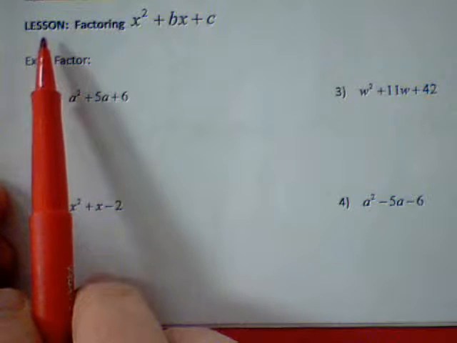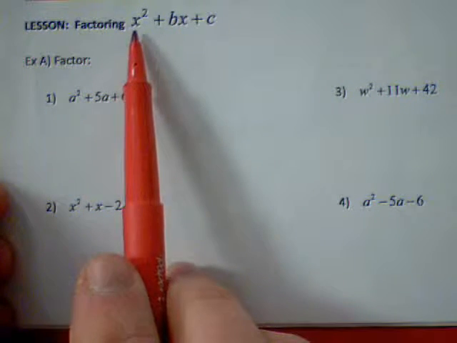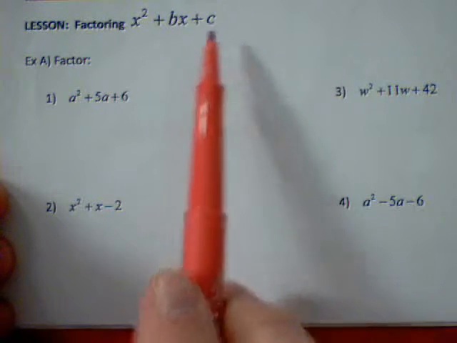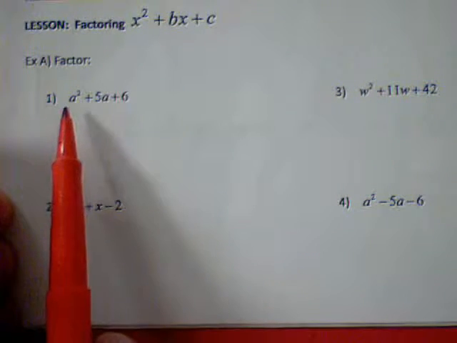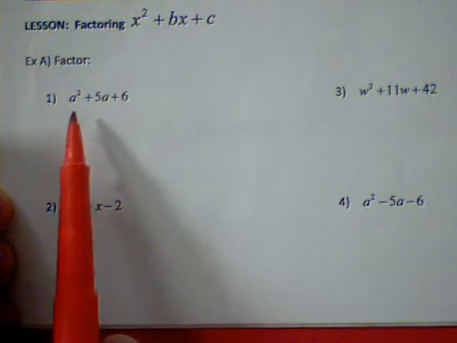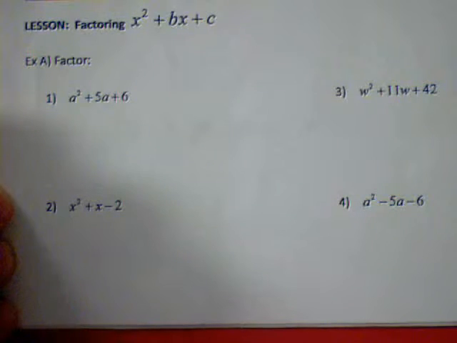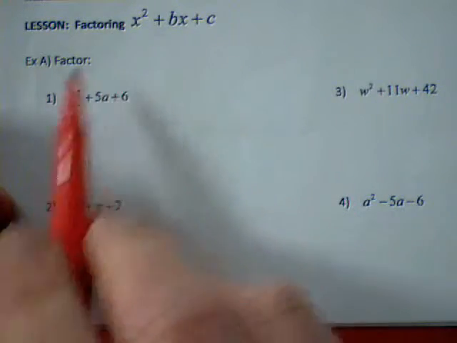Today we're going to talk about the lesson factoring an expression of the form x squared plus bx plus c. Last time we tried to factor something like this. We would ask, is there any number that goes into 1, 5, and 6 other than 1? And the answer is no. Can I factor out an a? No, I cannot. So today we're going to learn a new method.